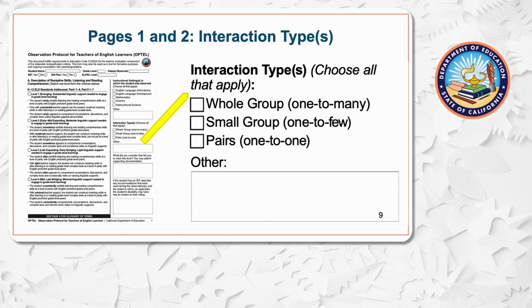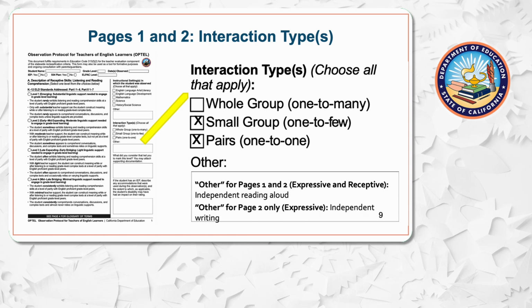I observed my student listening and reading and speaking and writing in a small group and partner setting. So I will mark both of these options on both pages 1 and 2. Now, under Other on pages 1 and 2, expressive and receptive skills, I would add a note for independent reading, since I observed her reading aloud to herself. And under Other for page 2, expressive skills, I would indicate I observed her writing independently as well.